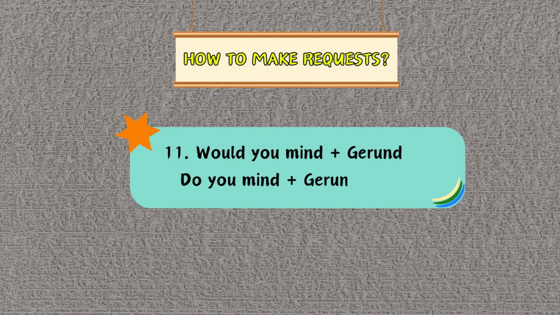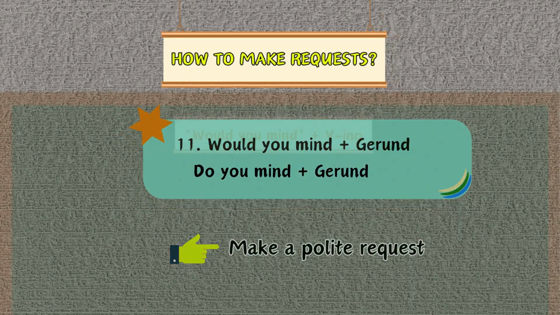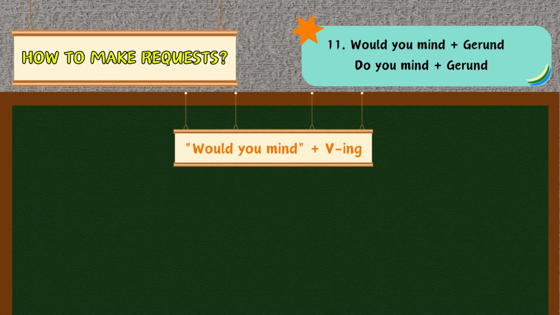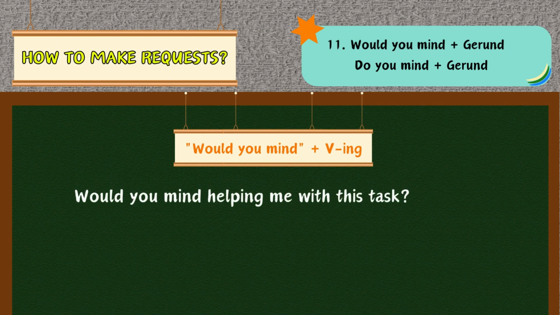Number 11, would you mind plus gerund, or do you mind plus gerund. Would you mind and do you mind, followed by a gerund, are both polite ways to make requests or ask for permission in English. Let's explore the details of each. Would you mind plus gerund. Example: would you mind helping me with this task?